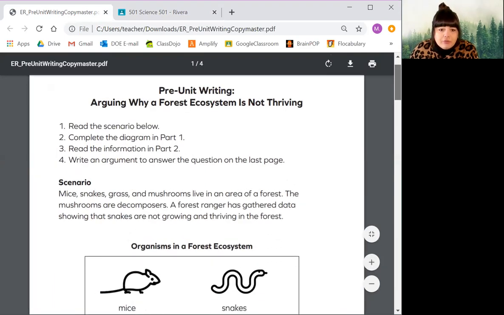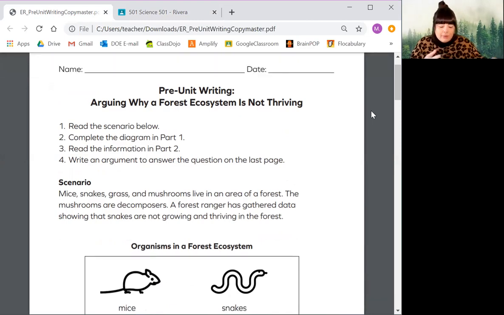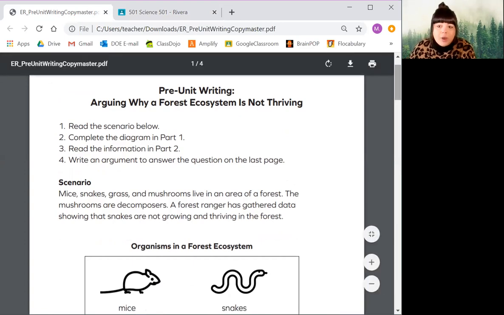It says arguing why a forest ecosystem is not thriving. So basically this unit is about energy moving within an ecosystem from what the first source is and then how it goes through all different organisms, which are living things, and then what happens when something dies or with non-living things, where does the energy go?